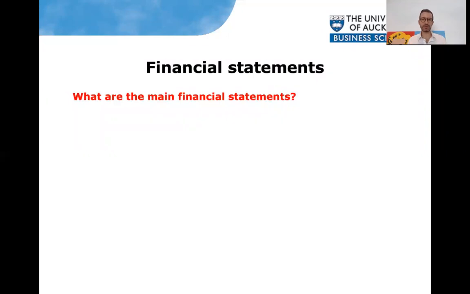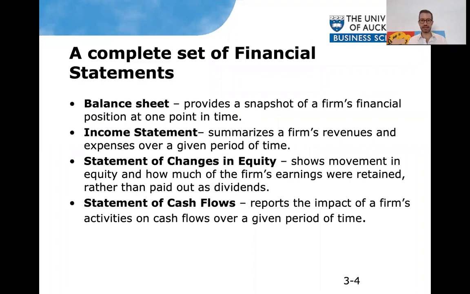So I already gave you a few hints, but what are the main financial statements? There are 4 financial statements, and probably 3 of them are those that you might come across more regularly. So the first one is the balance sheet, which is also the one we are going to talk about today. And it provides a snapshot of a firm's financial position at one point in time. So it will tell you what the company owns and owes at that point in time, for example, at the end of 2019.